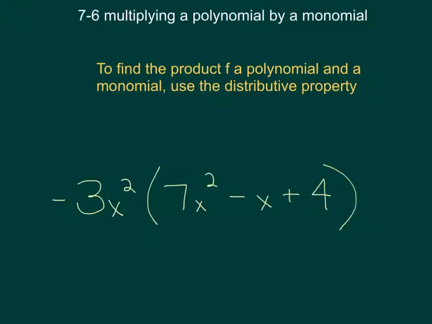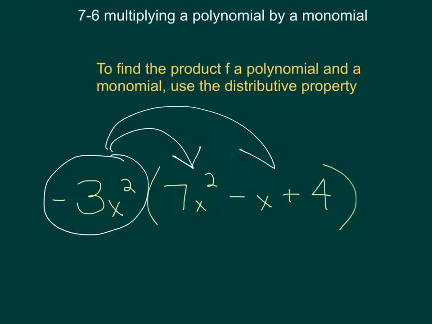Lesson 7-6, multiplying a polynomial by a monomial. To find the product of a polynomial and a monomial, you want to use the distributive property. And if you remember, the distributive property means that you take everything on the outside and you multiply it by everything on the inside of the parentheses. Make sure that you're including the negative when you're multiplying everything.